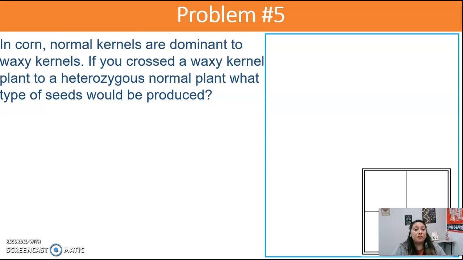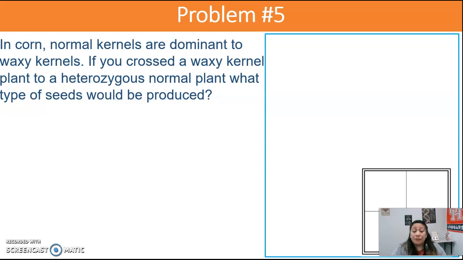Now, before we get into those steps, let's go ahead and take a glance at the paragraph, which says, in corn, normal kernels are dominant to waxy kernels. If you cross the waxy kernel plant to a heterozygous normal plant, what type of seed would be produced?